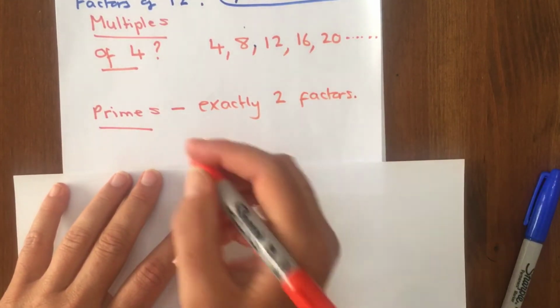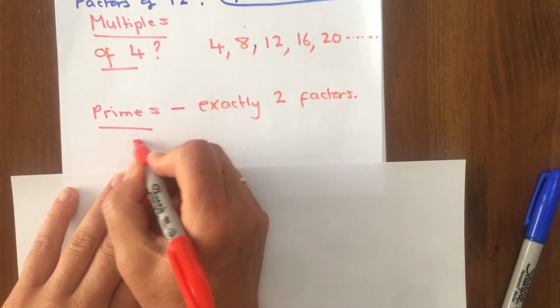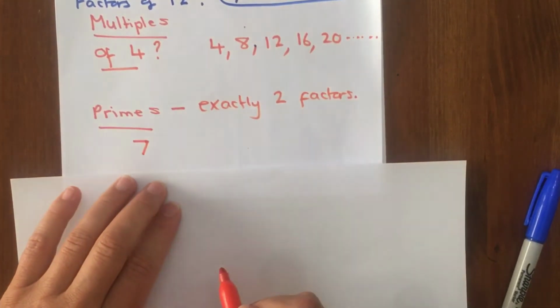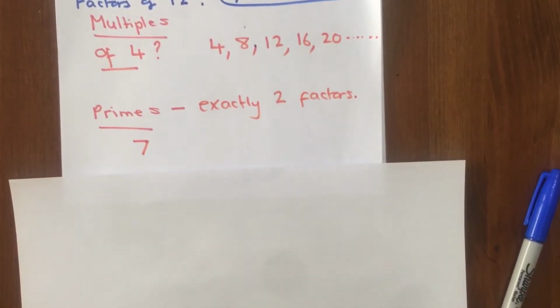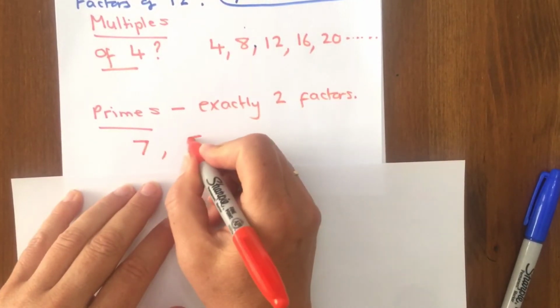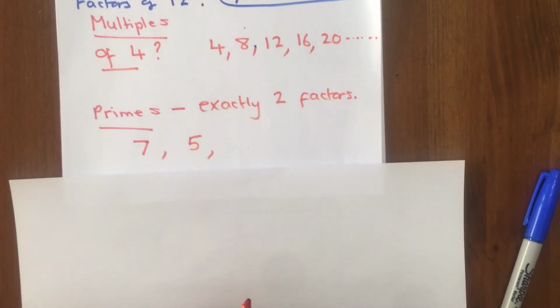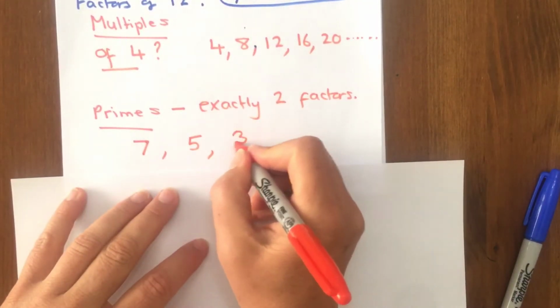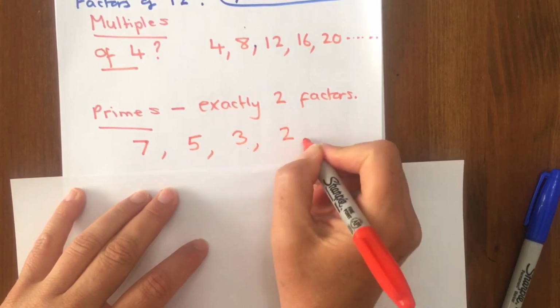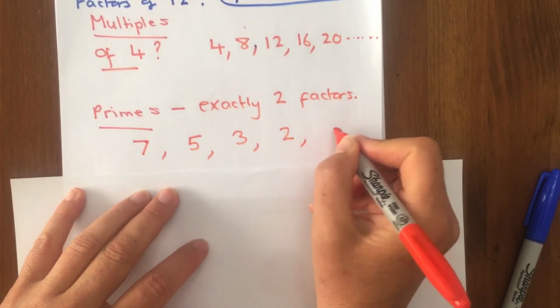For example, 7 has only 1 and 7 that divide into it. So 7 is a prime number. 5 has only 2 numbers that divide into it. 1 and 5. 3, 2. Now 1 is a special one.